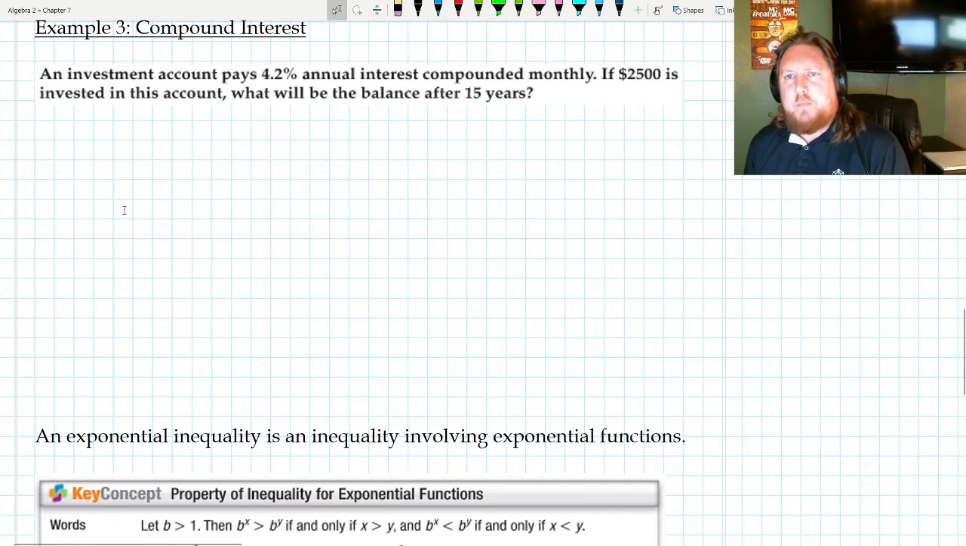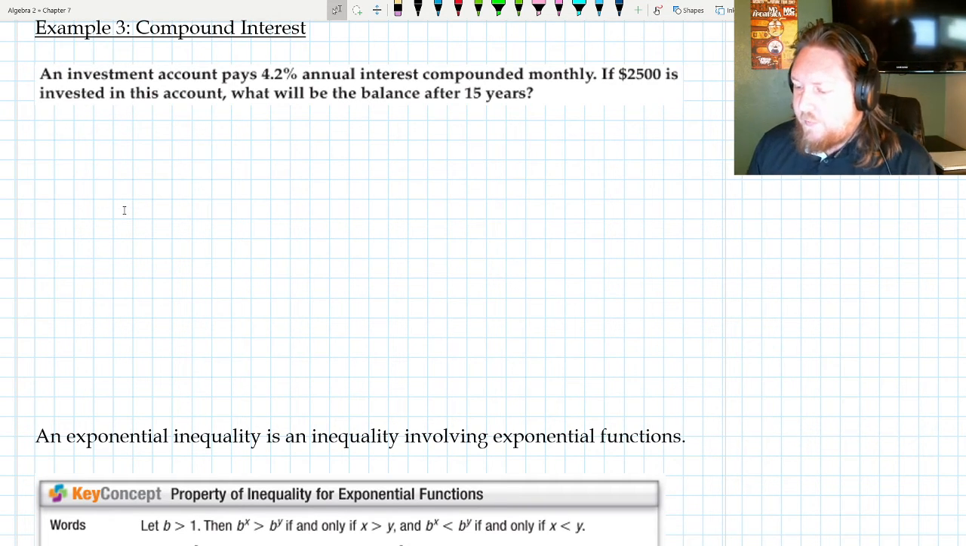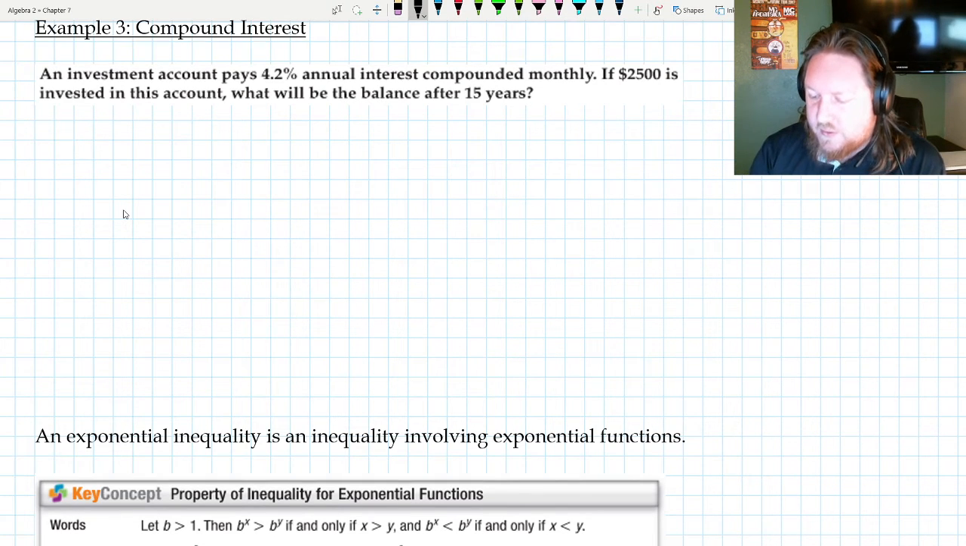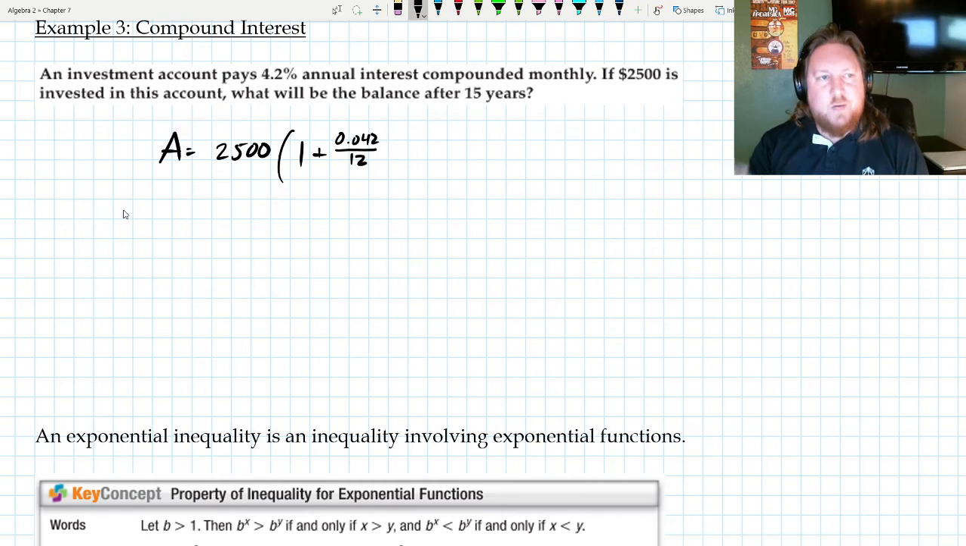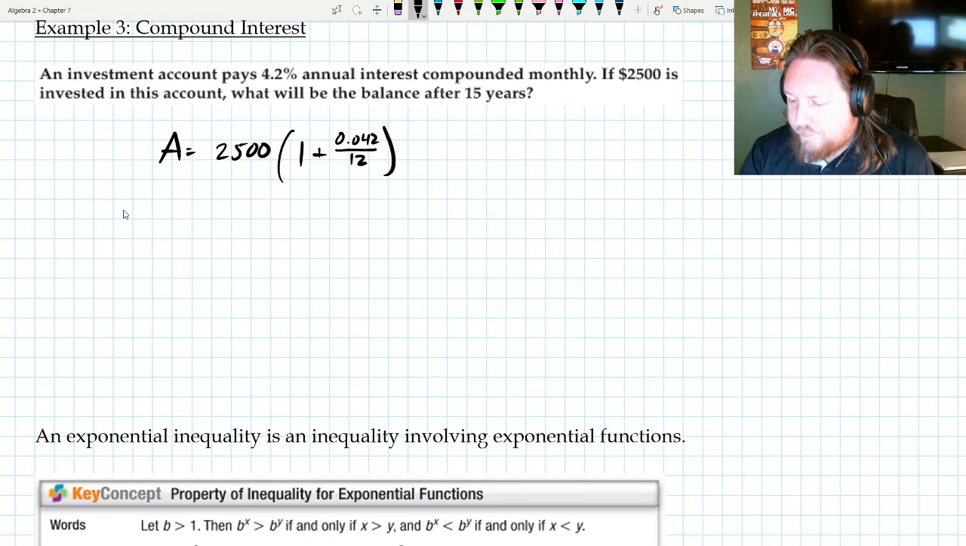Let's go ahead and calculate compound interest for something. An investment account pays 4.2% annual interest compounded monthly. If 2,500 is the investment in the account, what will be the balance after 15 years? So the amount will be the initial amount, 2,500, times 1 plus the rate, 0.042, divided by 12. You can see the rate is going to be smaller because it's giving you the rate 12 times. 12 times the number of years, 15.